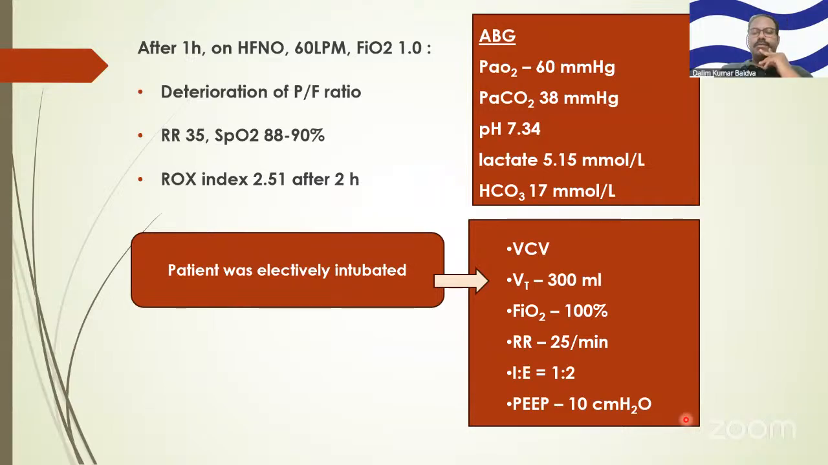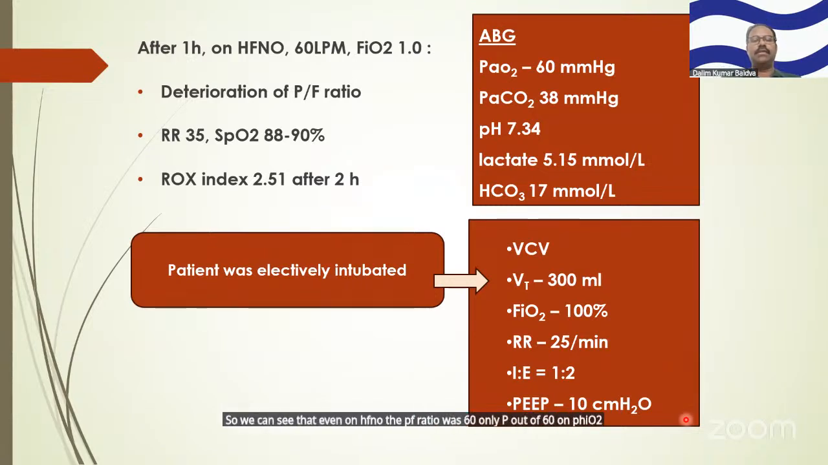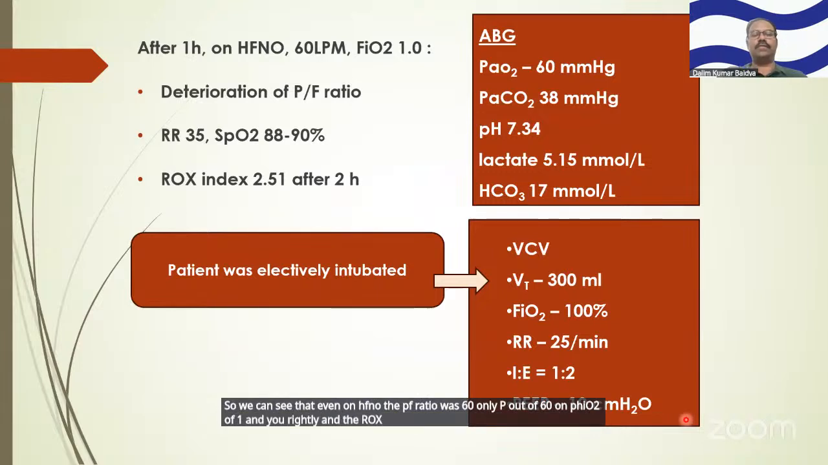Right. So, Srishti, let us discuss a bit about intubation of this patient. Yes, sir. We can see that even on HFNO, the PF ratio was 60 only, PO2 of 60 on FiO2 of 1, and the ROX index was only 2.51. So you rightly decided on intubation of this patient.